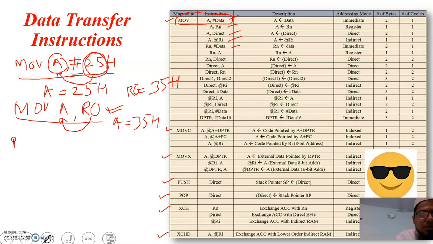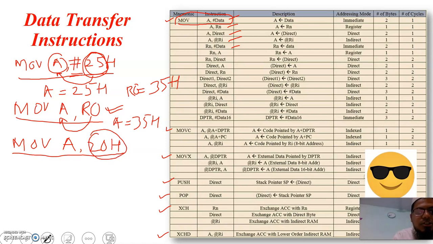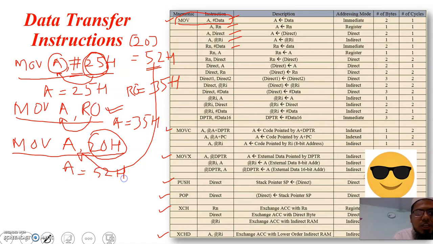Take another example. Move A comma say 20h. Now this is an example of direct addressing. Okay, so 20h is a memory location now, it is not data. And let us assume that 20h is having a value of say 52h. Okay, so after this instruction, the content of 20h, which is 52, will be transferred to A. So A will now be having a value equal to 52h after the execution of this particular instruction.